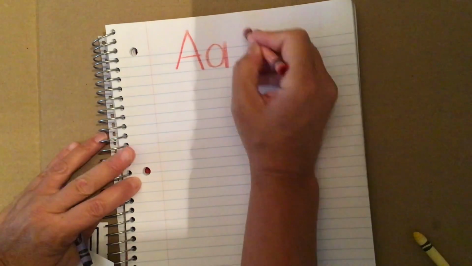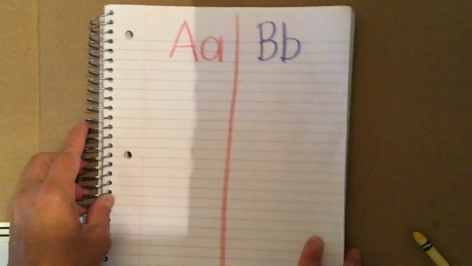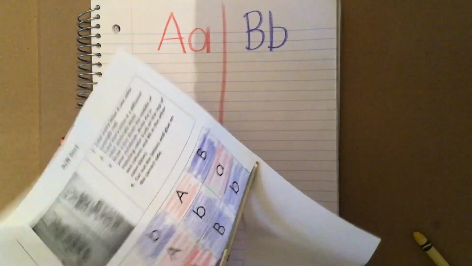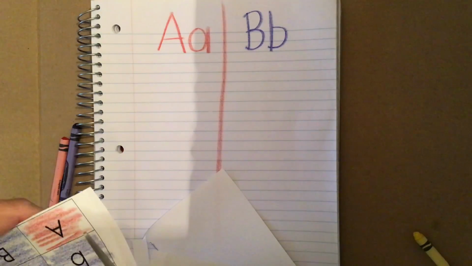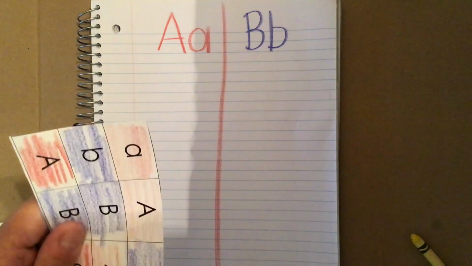Okay, so then you're going to take your red crayon and your blue crayon. You're going to write uppercase A and lowercase a in red. Draw your line. Uppercase B and lowercase b. So you can sort by the two colors that you've already colored for these. So I'm going to quickly cut these. And then we're going to glue them down.